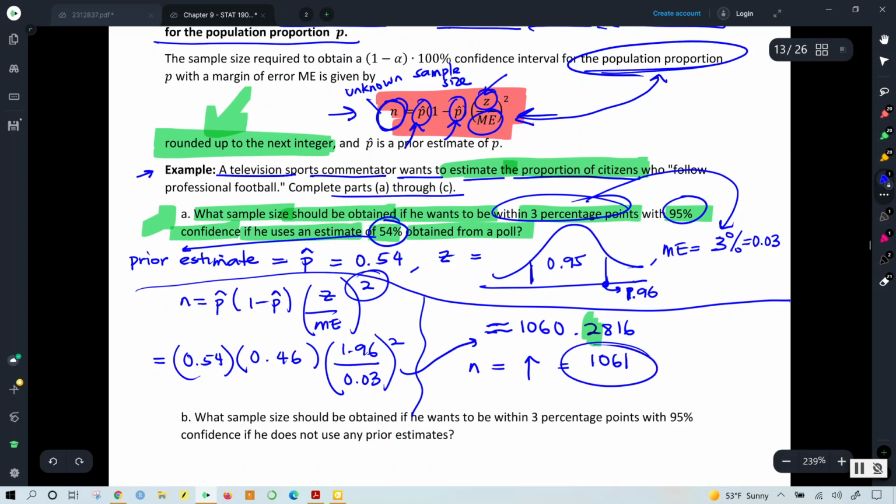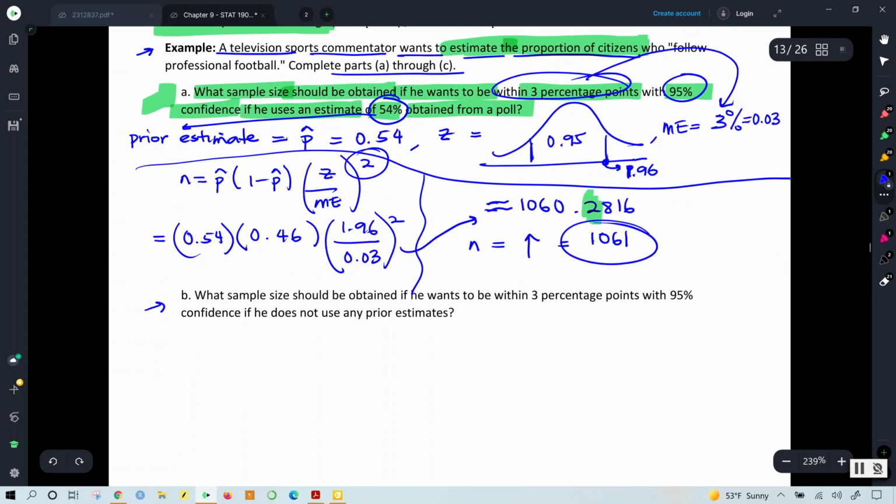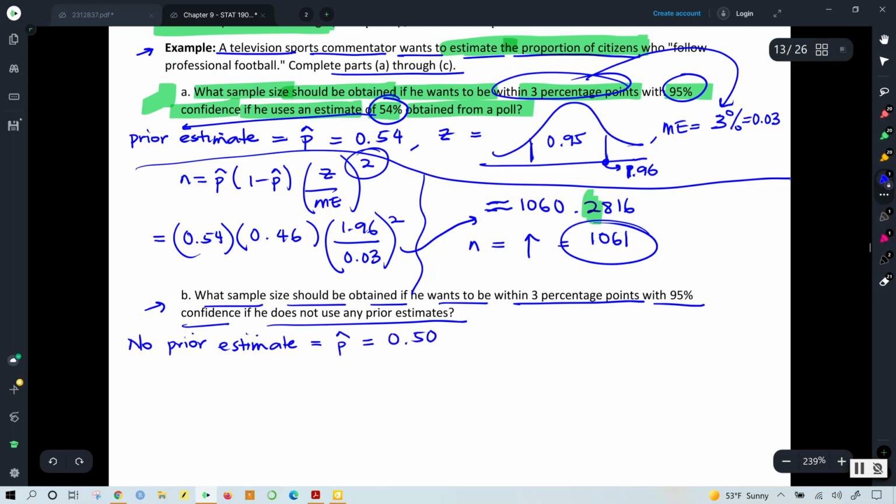Then we proceed to question B. What sample size should be obtained if he wants to be within 3 percentage points with 95% confidence if he does not use any prior estimates? If there are no prior estimates, under that condition, we always set P-hat to a 50-50 chance. So that will be 0.50. Please take note, this should only be used when there is no prior estimate from a previous poll or survey.